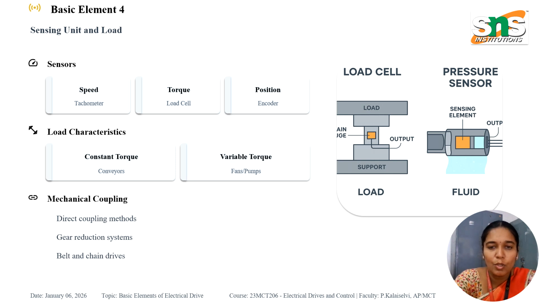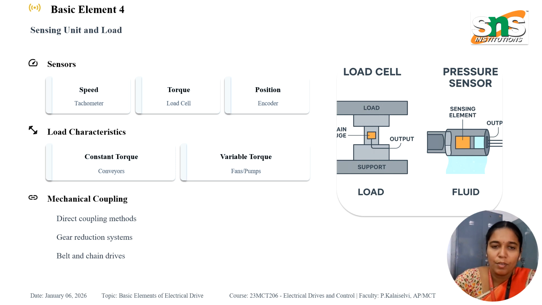The fourth important element is the sensing unit and load. The sensing unit provides the essential feedback: the tachometer measures speed, the load cell measures torque, and encoders measure position. Then comes the load, which decides the motor and drive rating. The load types are constant torque load and variable torque load. The constant torque load is used for conveyors, and variable torque loads are used in fans and pumps. The mechanical coupling may be direct coupling, gear systems, or belt or chain drives.